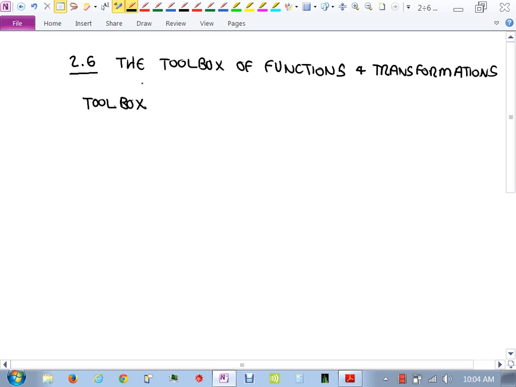What's that? Transformer 6? We're going to transform all 6, yes. The toolbox consists of 6 functions that everyone should know. The first one is called the identity. And it is the function f of x equals x.